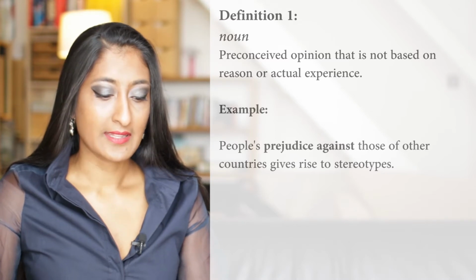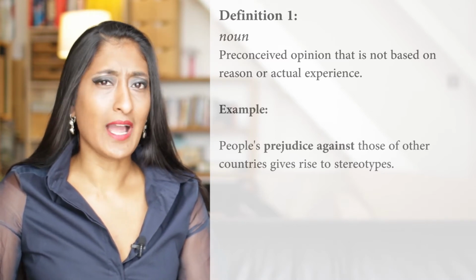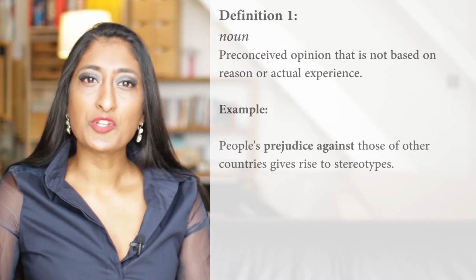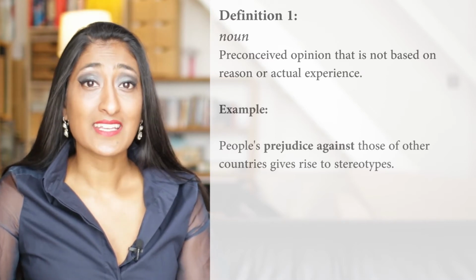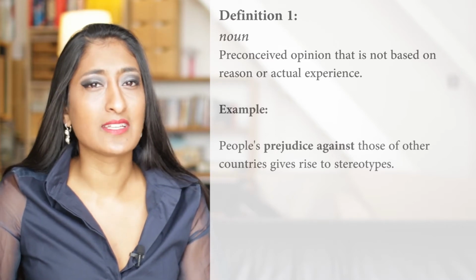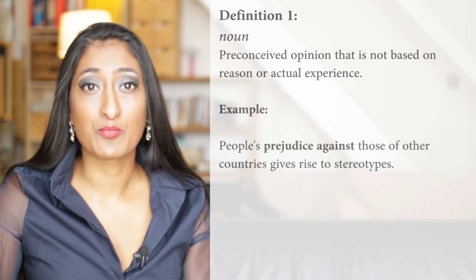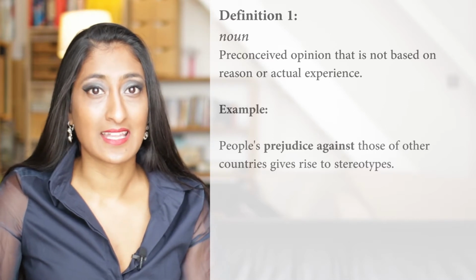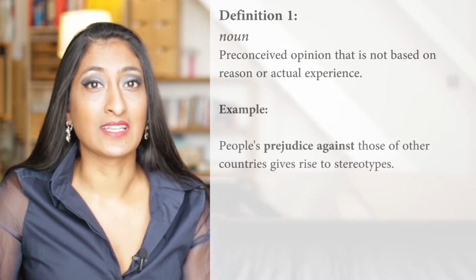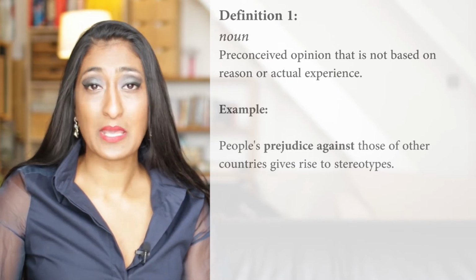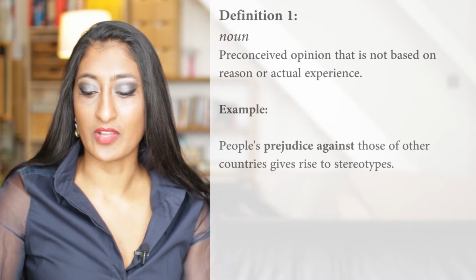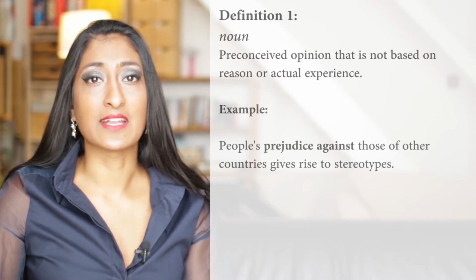Let's have a look at the dictionary definitions. Definition 1. Preconceived opinion that is not based on reason or actual experience. So when you have a certain idea about someone or something that isn't actually based on real hard evidence, then you are said to be prejudiced against that thing. So in this case, the word against would come after prejudice. Here's an example sentence. People's prejudice against those of other countries gives rise to stereotypes.